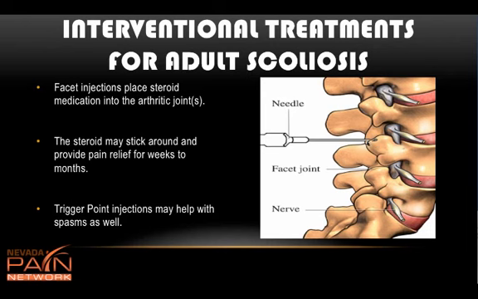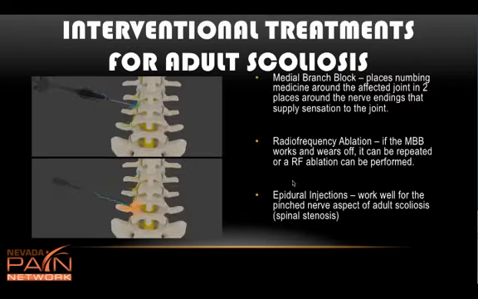Trigger point injections are placed just into the superficial area of the back, and for someone who has spasms and aching, those can be very beneficial. These two pictures show on the top a medial branch block. So this is looking at your back, okay, and these are the joints on the side. These little nerve endings are called the medial branches, and they supply sensation to the joint. A joint has to have some nerves to it to feel pain. So a medial branch block will block the transmission of these nerve endings using numbing medicine like lidocaine and some steroid, and you can get pain relief for weeks to months just from that.